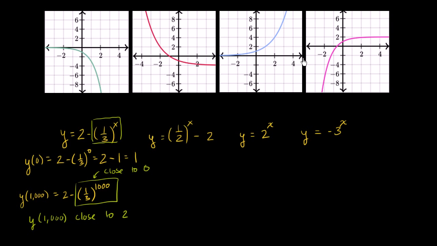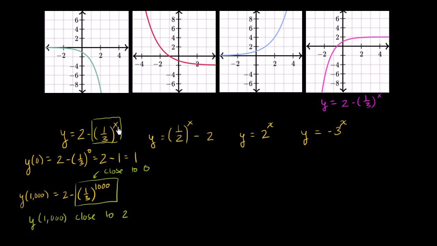So which of these two have that behavior? Well, it's clearly this one on the right. As x gets larger and larger and larger, we see that y is getting closer and closer and closer to 2. So this one right over here, we could say is y is equal to 2 minus 1/3 to the x power.